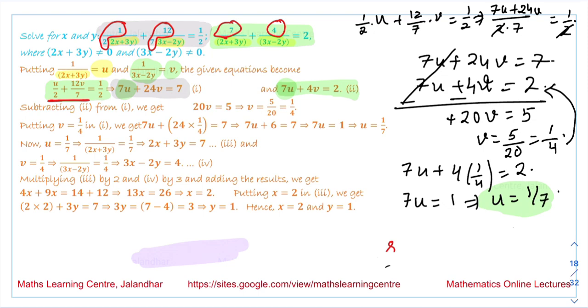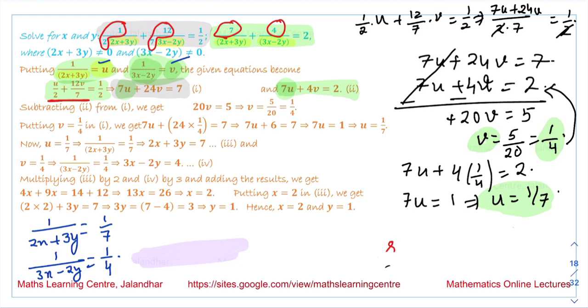Now what are the substitutions that we have made? It is 1 over 2x plus 3y, that is equal to u, that is 1 by 7. Then 1 over 3x minus 2y is equal to v, that is 1 by 4. These substitutions we are talking about. This is u, this is v. So on solving these values, we get 2x plus 3y is equal to 7, and 3x minus 2y is equal to 4.